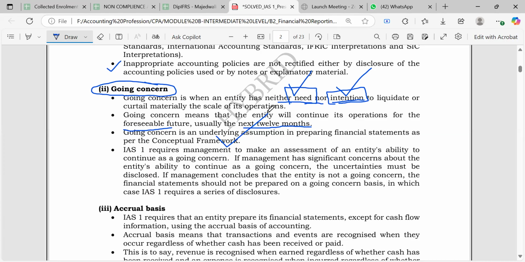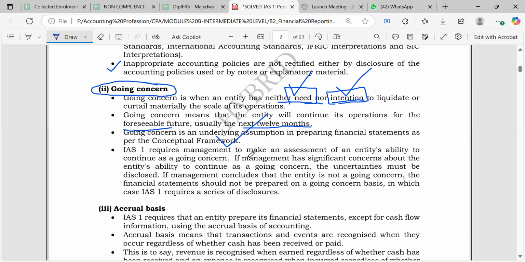The statements will be prepared on a breakup basis, meaning the items will be sold or settled at piecemeal values. All non-current assets will be treated as current, all non-current liabilities will be current liabilities, and even their values would be lowered. The aim there is just to sell as quickly as possible to settle the obligations. That's why IAS 1 requires the management to make an assessment of an entity's ability to continue as a going concern. So when we prepare the financial statements, the company should judge about the next 12 months whether the company will continue to operate.